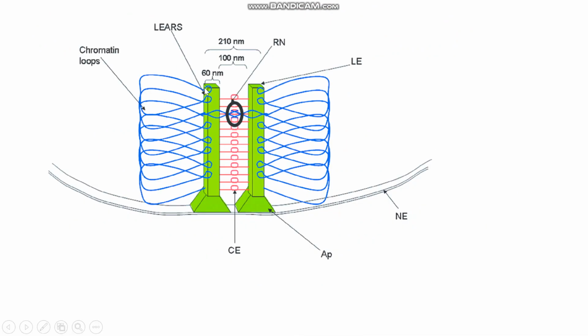Here you can see two lateral elements. This lateral element is binding to the histone proteins in the chromatin reticulum or chromosomes. On both sides, this lateral element is seen and it is interrupted by a central element, and that central element binds these two lateral elements.